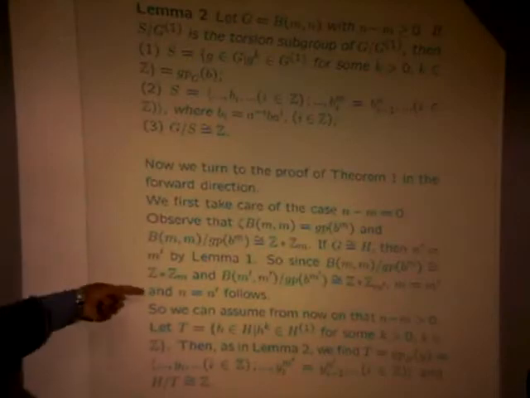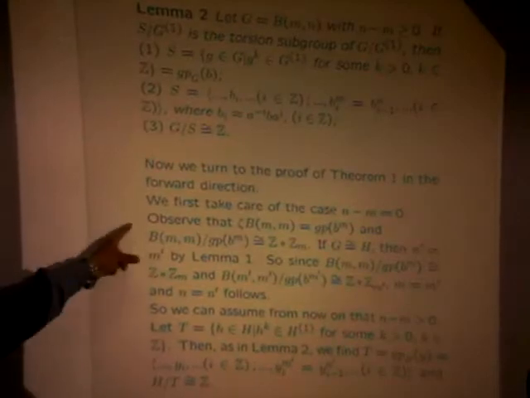So I want to look at the cases when n minus n' is equal to 0, and then n minus n' is greater than 0. Now it turns out that when n is equal to, so I'm looking at this part now. Why can I say that the center of B_{n,m} is equal to the group generated by B to the m?